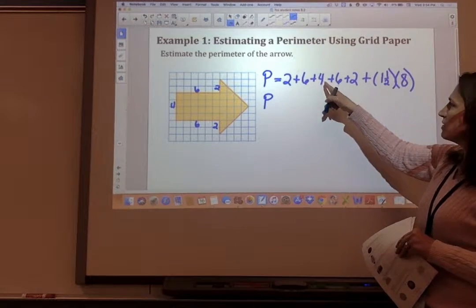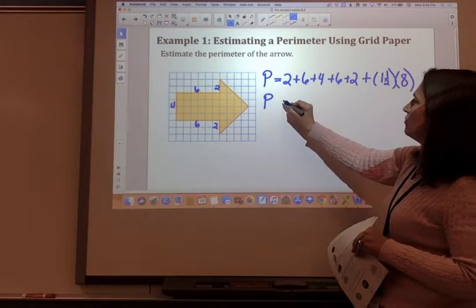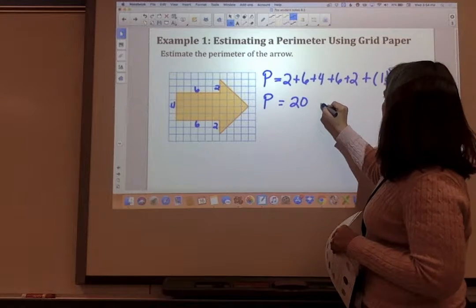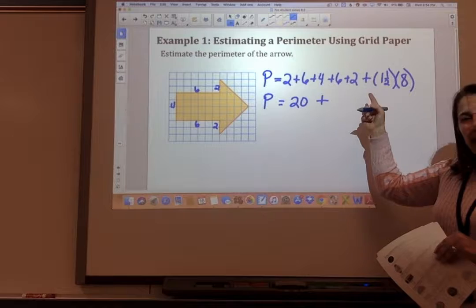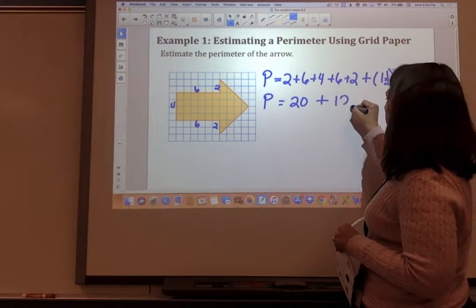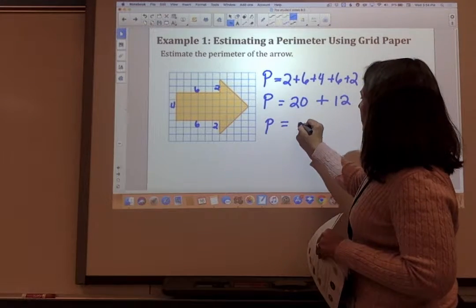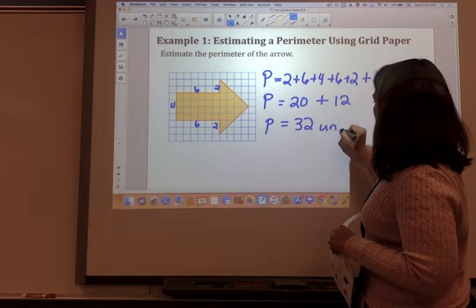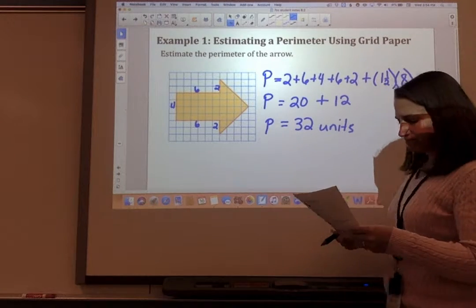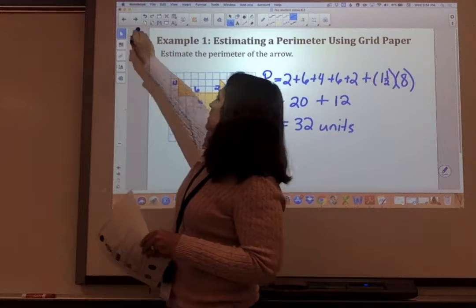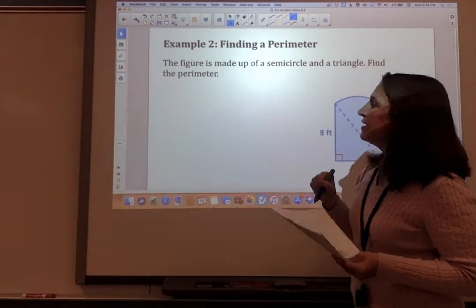Now we'll go ahead and simplify. 2 plus 6 plus 4 plus 6 plus 2 is 20, plus 1.5 times 8 would be 12. So that gives us a perimeter of 32 units.